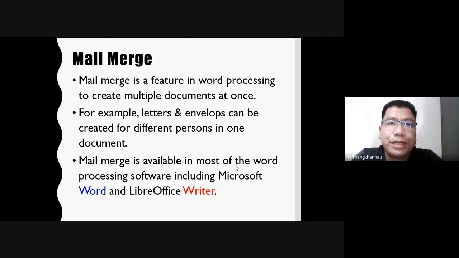Now let's talk about mail merge. I'll try to explain as clearly as possible. Mail merge is a feature in word processing software to create multiple documents at once. For example, if you want a letter or envelope to be created for different persons, you can create it in one document and mail it to different persons or print it for different names automatically. That is mail merge. Mail merge is available in most word processing software like Microsoft Word or LibreOffice, etc.